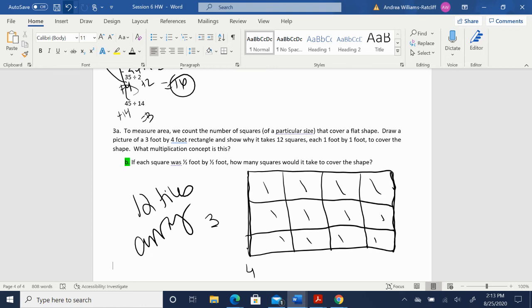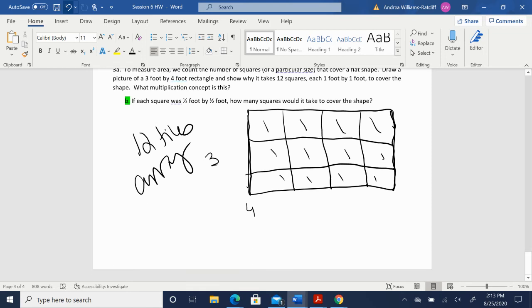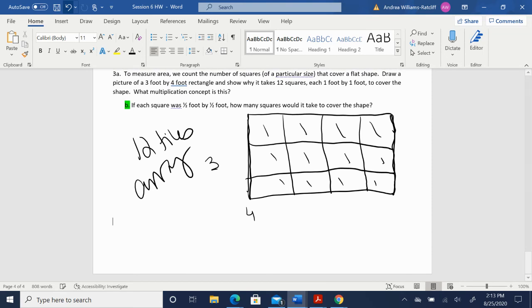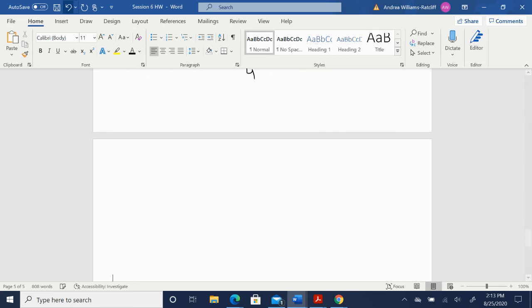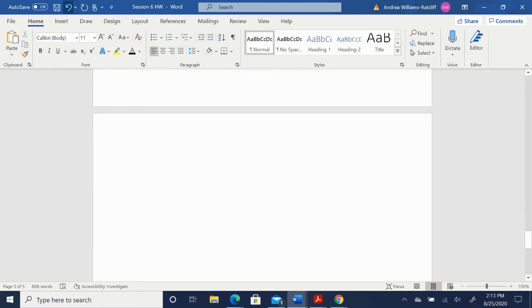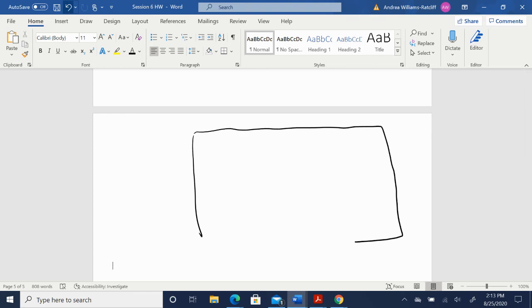Okay. And if each square was a 1/2 foot by 1/2 foot, how many squares then would it take to cover the shape? So most people automatically want to say 24, and that's not exactly correct. So let's draw this. Let's think about how it might look different. We still want to create the same overall measurements, but the tiles are going to be different sizes.